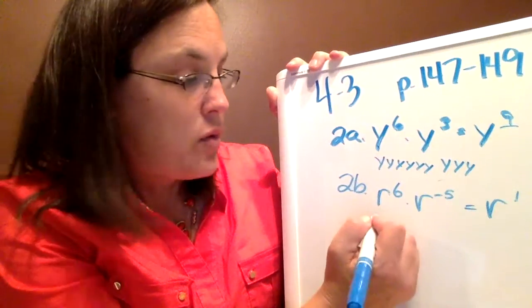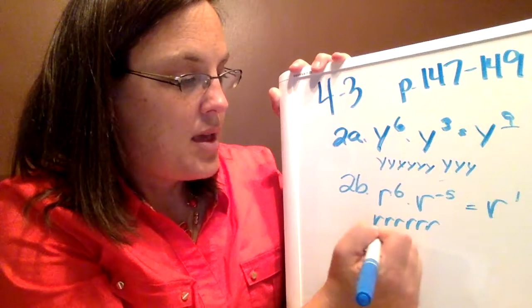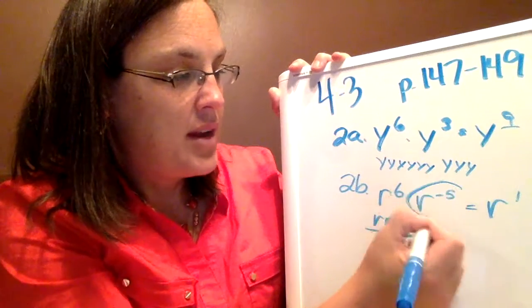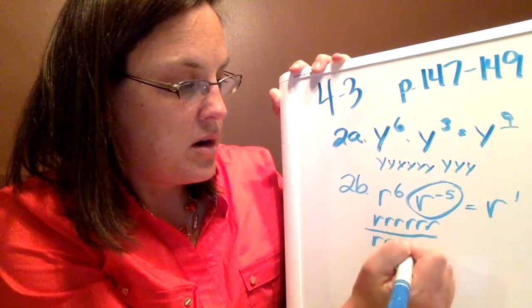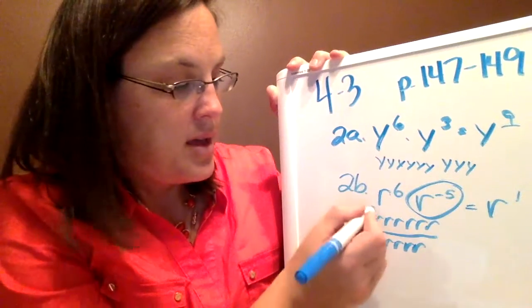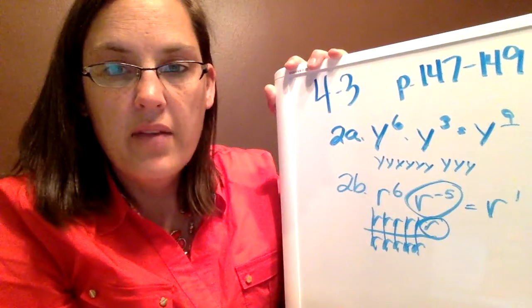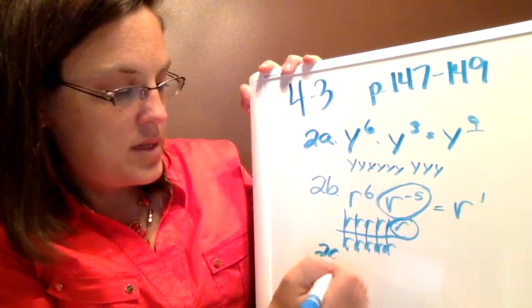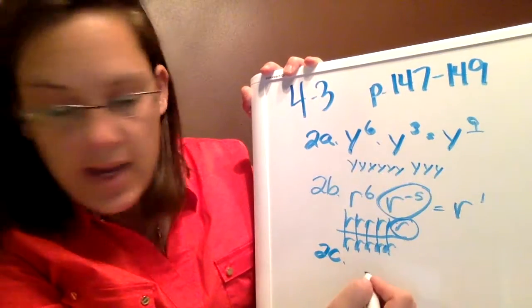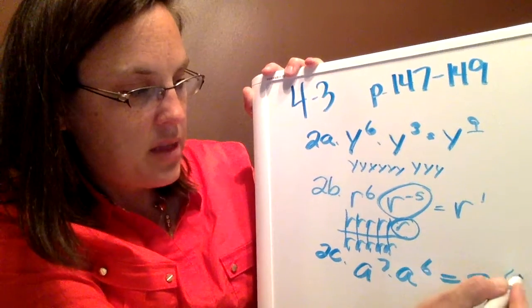But again, if I wrote out r, r, r, r, r, r, I'm going to make a denominator here because r to the negative 5 is going to be r, r, r, r, r, 5 of them. Cancel them out. You have 1 r left, which is r to the 1st power. Okay? All right, 2c is a to the 7th times a to the 6th, which is a to the 13th.